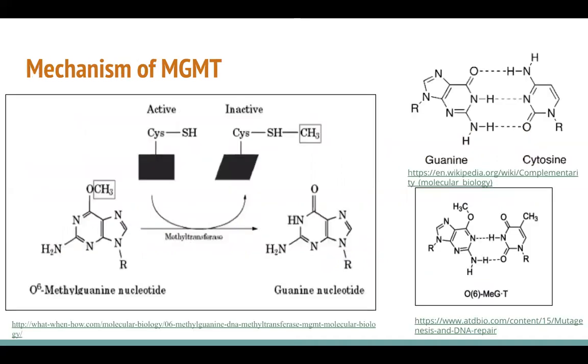In the first diagram, we can see that a methyl group has been added to the O6 site of the guanine nucleotide. An active MGMT enzyme will take the methyl group and restore the guanine to its normal unmethylated form. A guanine base typically pairs with cytosine. However, if the oxygen is methylated, that hydrogen bonding site will be inhibited and the guanine will bind with thymine. Therefore, MGMT is required to promote gene stability.